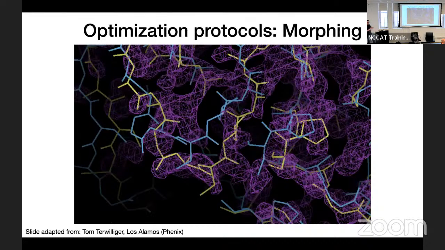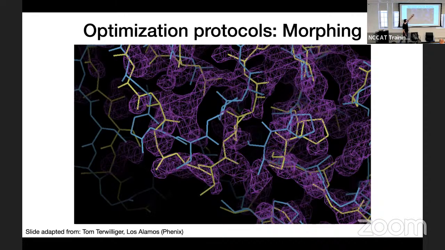Okay, so we're moving towards increasingly more aggressive refinement strategies, I would say. And something that has quite a large radius of convergence is this procedure called morphing. Effectively, what this does is it can take whole loops or elements of secondary structure from your model and actually try to shift them as a rigid body into a new location. What is illustrated here is, the blue model would be your starting model, and you can see that the blue model in this area here is not particularly well fit in the map.